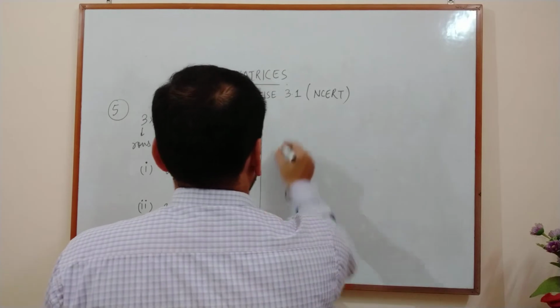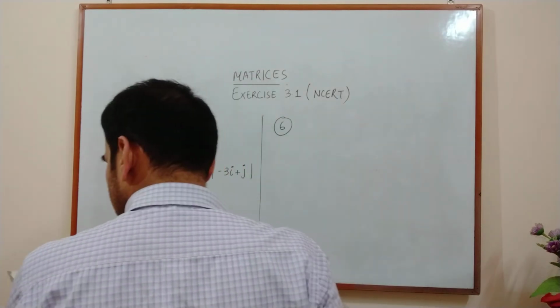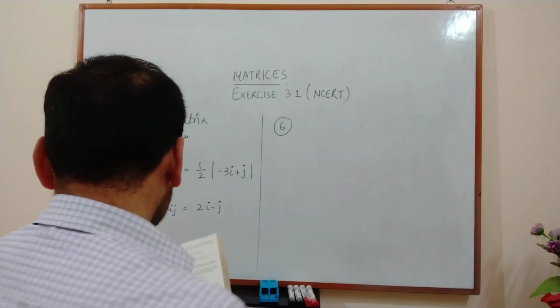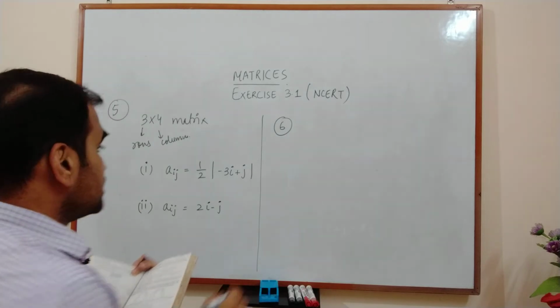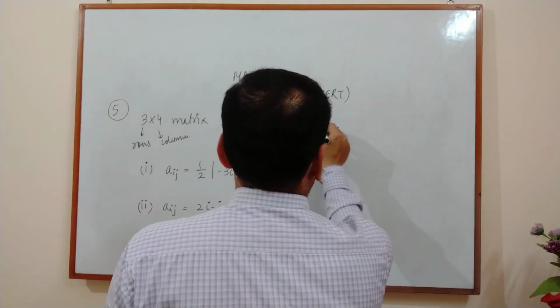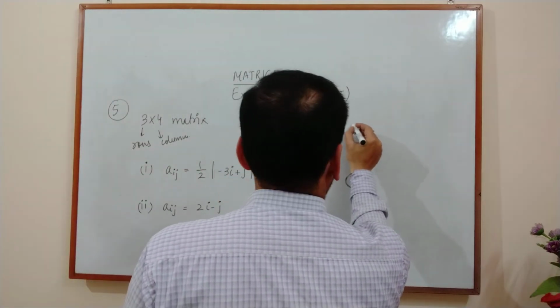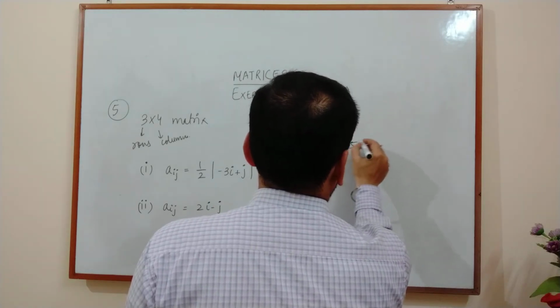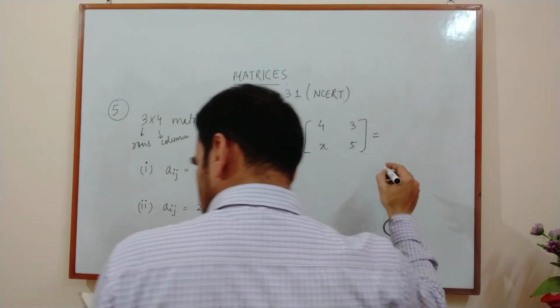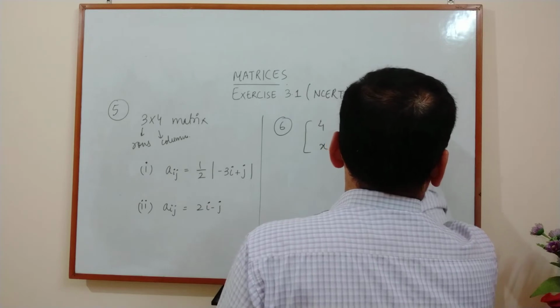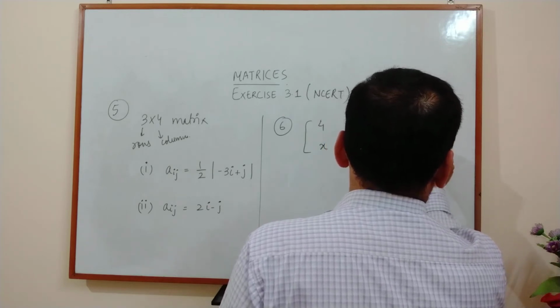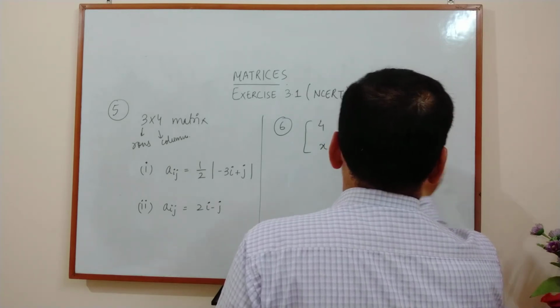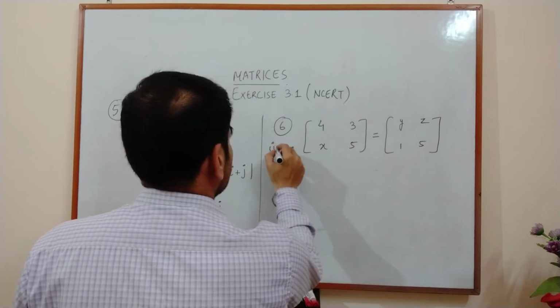Next we have question number 6, and in question number 6, find the values of x, y, z from the following equations. So we have equations like the matrix [4, 3; x, 5] equals the matrix [y, z; 1, 5]. It is given that these two matrices are equal.